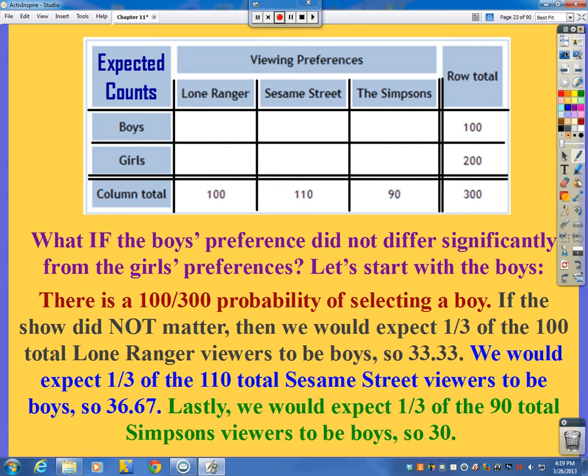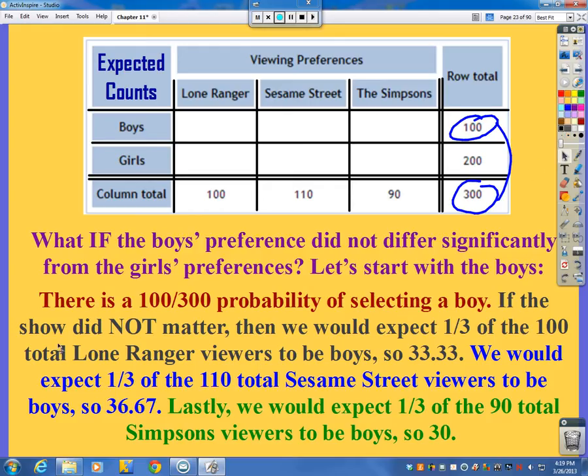To get our expected counts here, what if the boys' preference did not significantly differ from the girls' preferences? That's going to be like our null hypothesis, if you will. What if the preferences were really the same? Let's start with the boys. There's a 100 out of 300 probability of selecting a boy, right? We have 100 boys. We have 300 kids total. We basically have a 1 in 3 chance of selecting a boy.